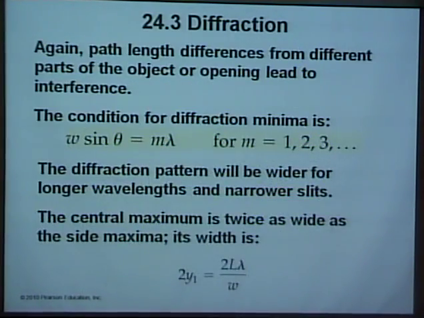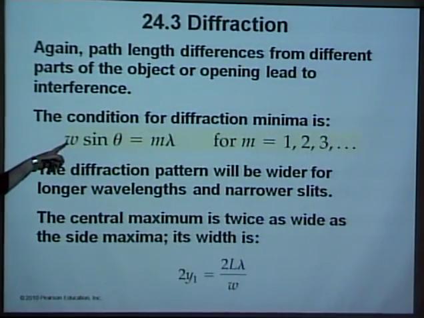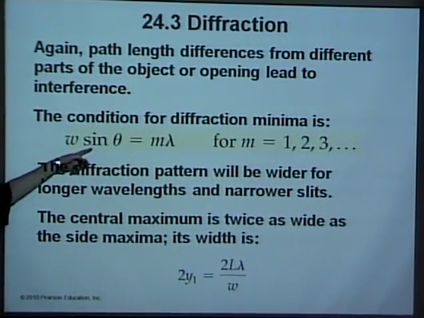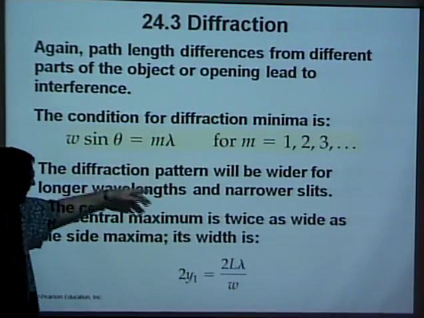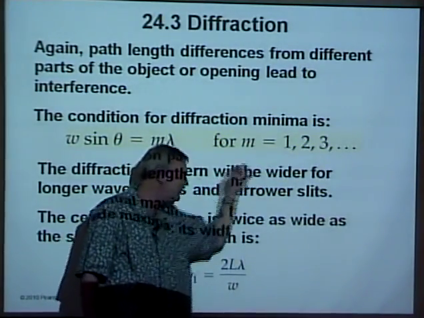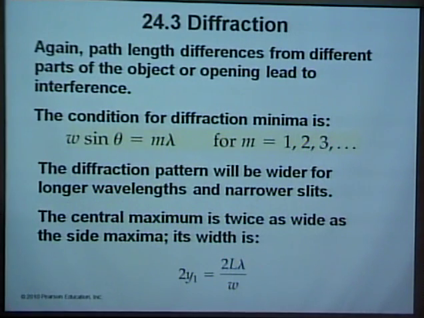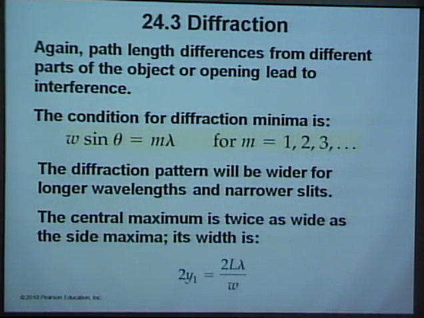And so the equation is pretty straightforward, where this W is the width of the slit, and sine of the angle that the dark fringe 1, 2, or 3 makes. Notice they don't have m equals 0 because m equals 0 is a bright fringe, all right? And the diffraction pattern will be wider for longer wavelengths and narrower slits, okay?